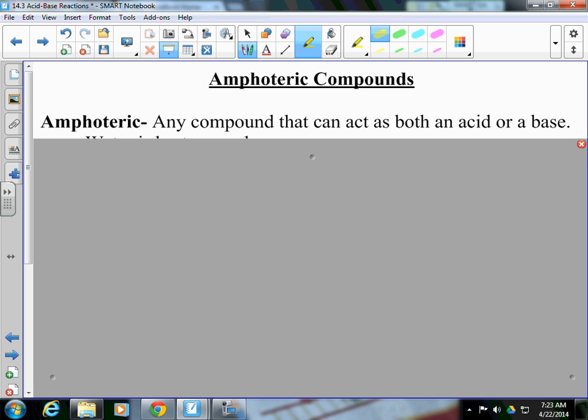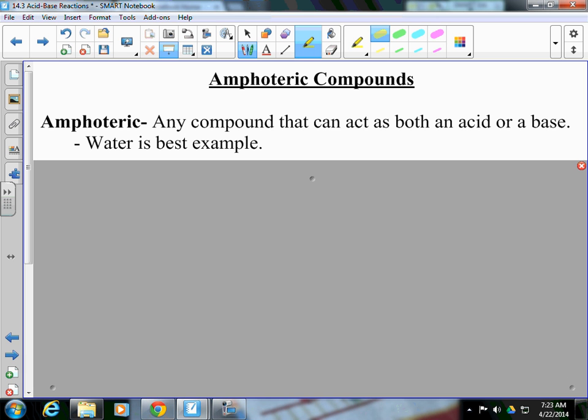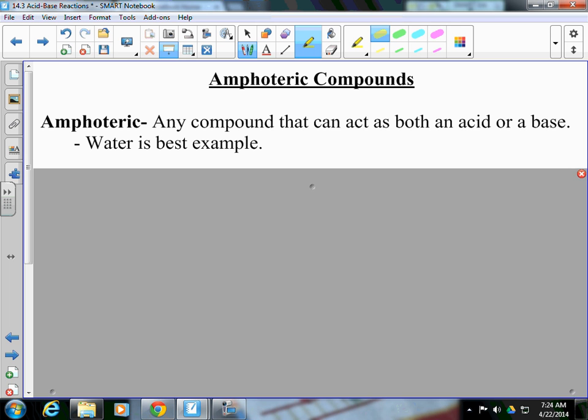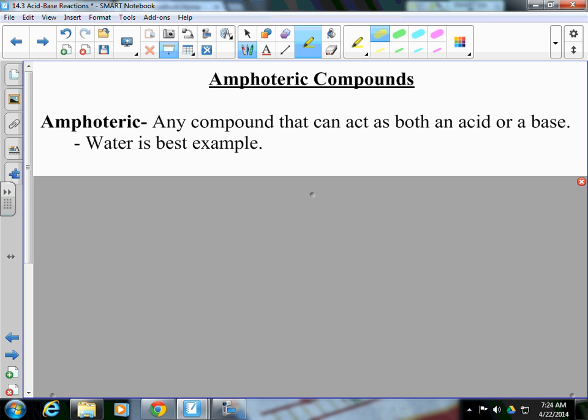Now, what's the only compound we've talked about so far that has that ability? Water. Water is the best example, and for all our purposes in general introductory chemistry, water is about the only example. So amphoteric can act as an acid or a base. So when you have water, you have to figure out whether it is an acid or a base.